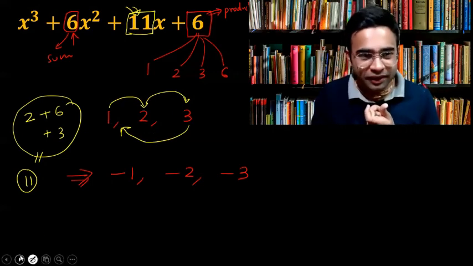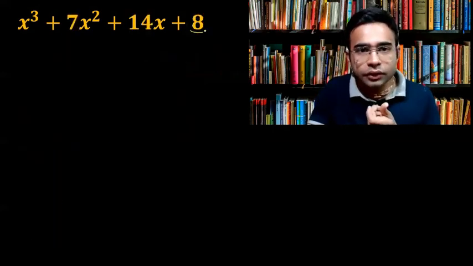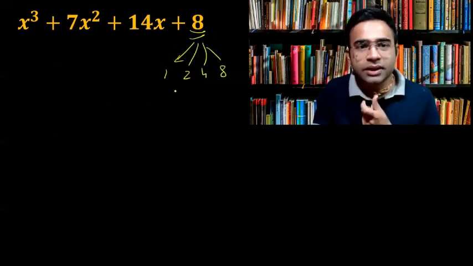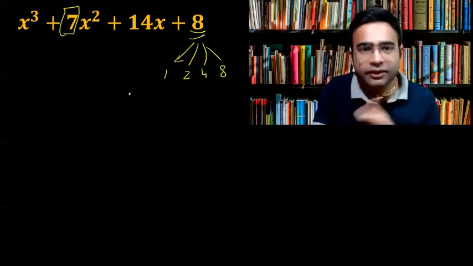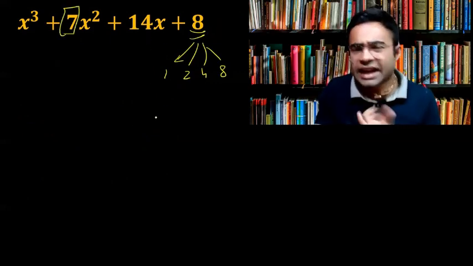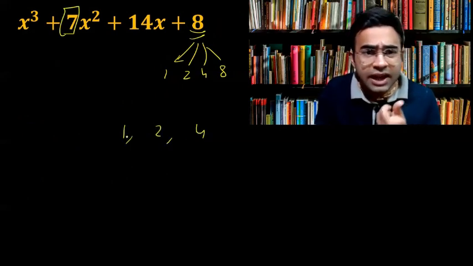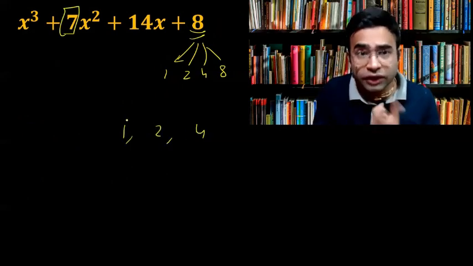Let's try some more numericals. Okay, kids, so this is 8. The factors are 1, 2, 4, and of course 8, right? Take 3 numbers such that the sum should be 7 and the product should be 8. I think everybody knows, right? 1, 2, 4. The sum is 7. The multiplication is 8. Wow, and you can just verify it.